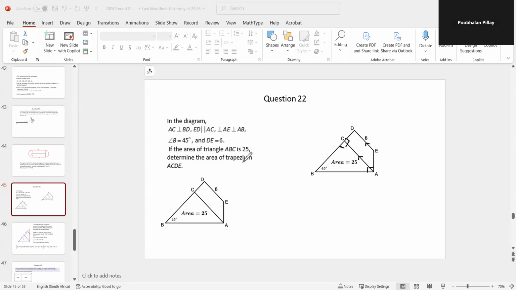Now, they say determine the area of the trapezium ACDE. So the problem is to determine this area just of the trapezium. All right, so we can find the area of a trapezium. The formula for the area of a trapezium is half the sum of the parallel sides. So it's half the sum of 6 and this side here, which we don't know. Okay, let's call this side here X.